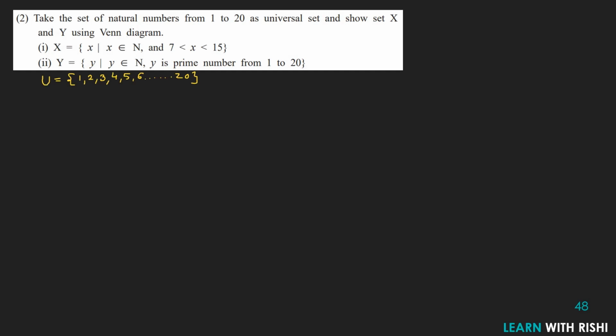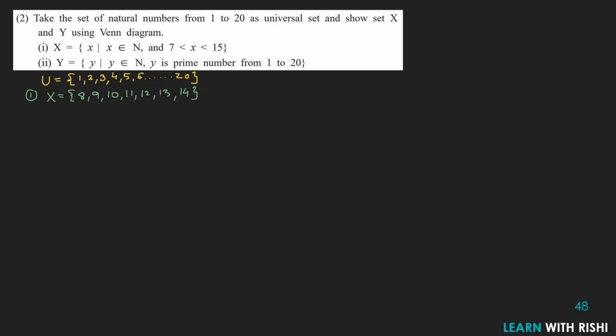Now let us solve the first question. So the set of all X such that X belongs to natural number and X is greater than 7 and less than 15. So how many elements will be there in set X? So X is greater than 7. Greater than 7 means 8, 9, 10, 11, 12, 13, less than 15. So these elements will be of set X: 8, 9, 10, 11, 12, 13 and 14.